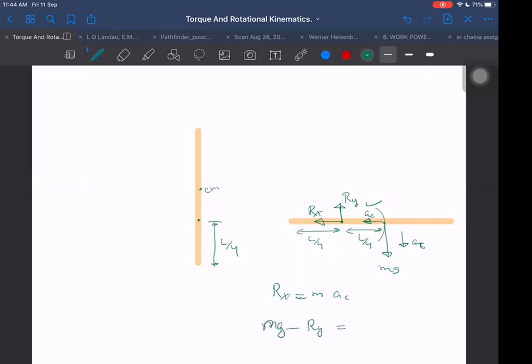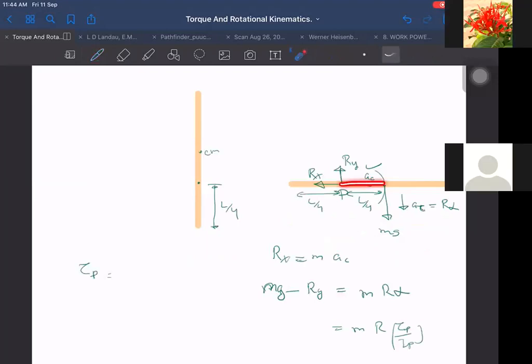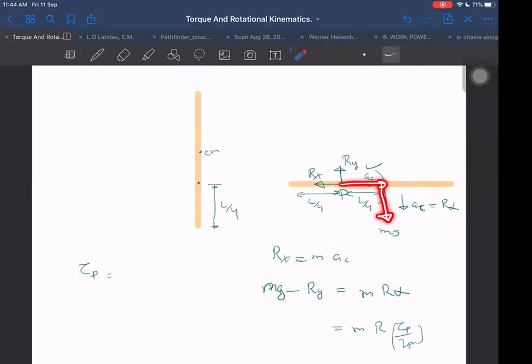and mg minus Ry equals m into r alpha, as I told you that I should take it directly in terms of alpha. Alpha I will write in terms of torque about, let us consider this as P point, torque about P upon moment of inertia about P. What is torque about P here? From P, this is at a distance L by 4. Mg into L by 4.